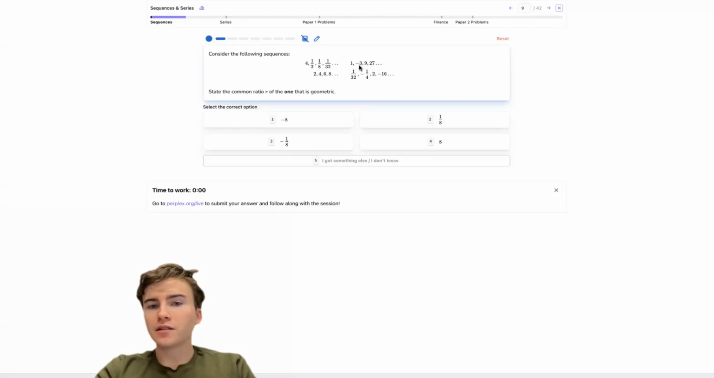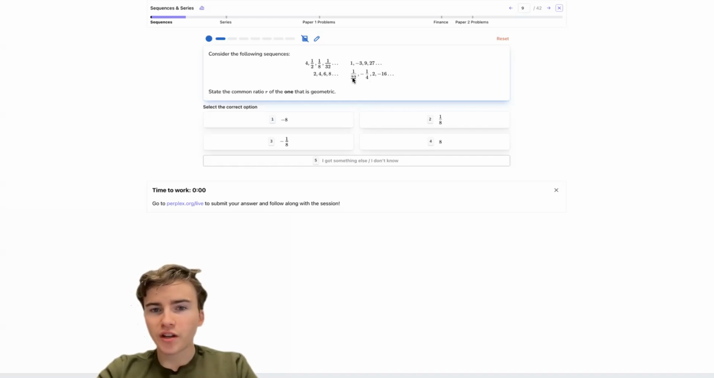Then from 1 to minus 3, I multiply by minus 3. I multiply by minus 3 again, and I get 9. But if I multiply by minus 3 again, I would get negative 27 and not positive 27. So that's not geometric. Then I have 2, 4, 6, 8. That's adding 2 each time, but it's not multiplying by 2, because 2 times 2 is 4, but then 4 times 2 is not 6. So that's not geometric, which means, sort of by elimination, the last one has to be geometric.